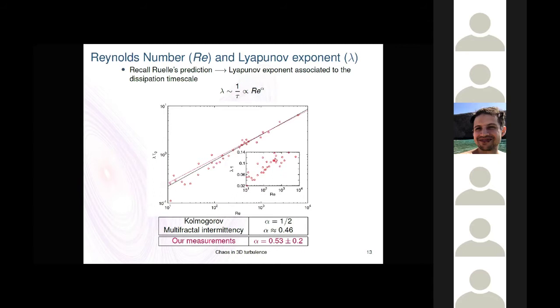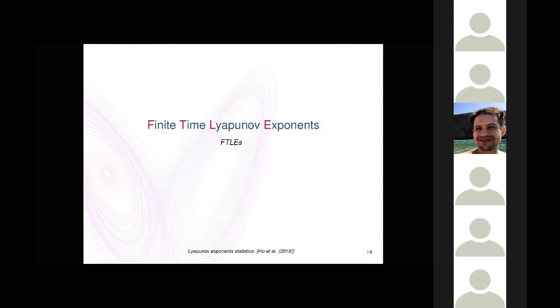Let's move on. So this is the work that Richard did. He tested Ruelle's relation, measuring Lyapunov exponents and the Reynolds number for each simulation. And he found that the scaling is very close to what Ruelle predicted of the 0.5, and is actually over the 0.5, contrary to the multifractal predictions. So yeah, any questions so far? Everything okay? All right, I will move on.